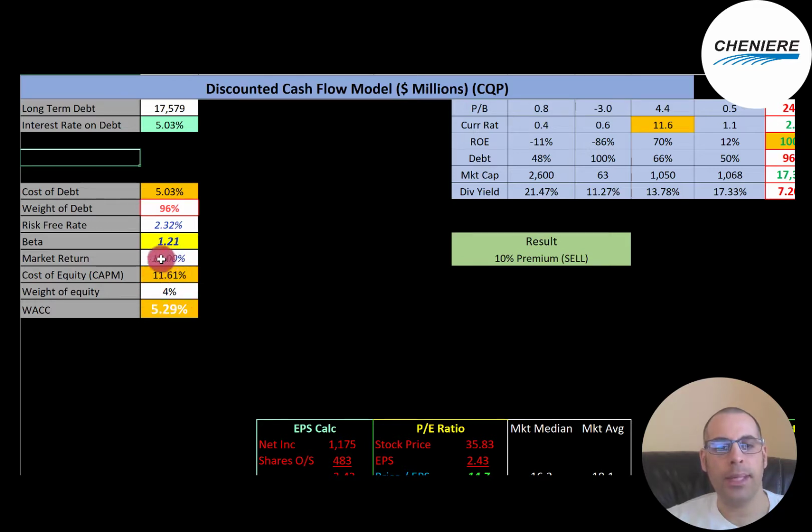The cost of equity is 11.6%, and we use a capital asset pricing model to figure that out. And part of the CAPM formula is the beta. That's how volatile the stock is relative to the market. And they have a beta of 1.21, so the stock is a little more volatile than the market. Volatility does not mean risk. There's two types of risk. There's systematic risk and unsystematic risk. The beta is related to systematic risk.